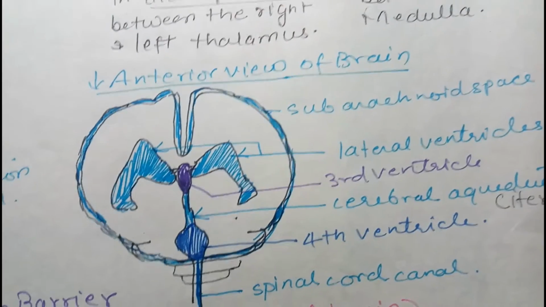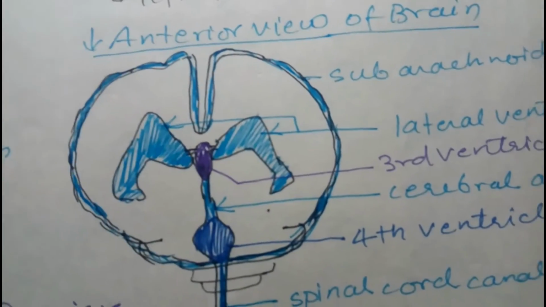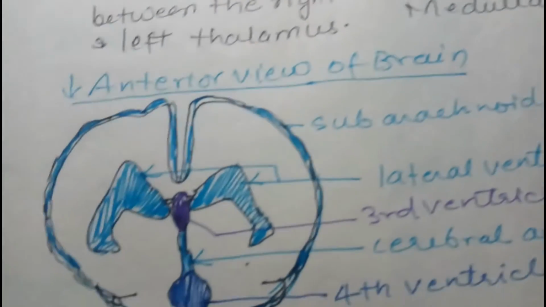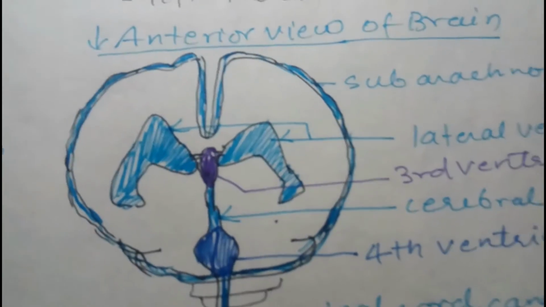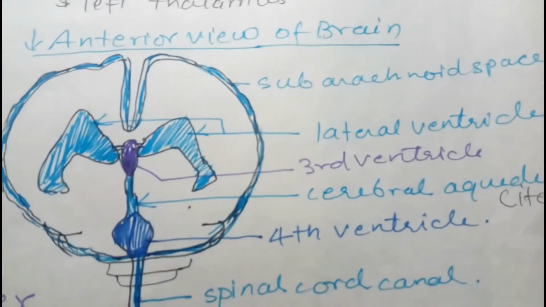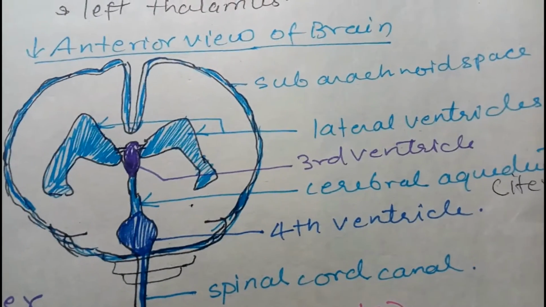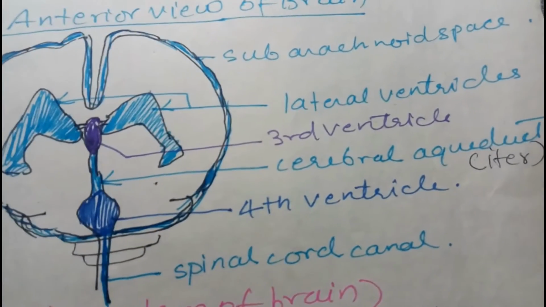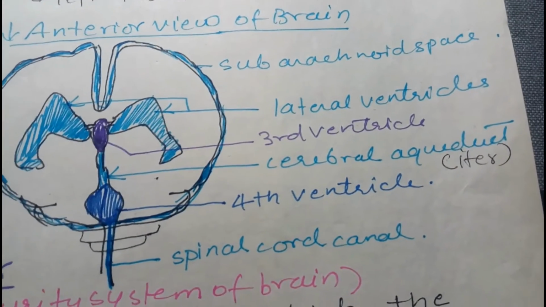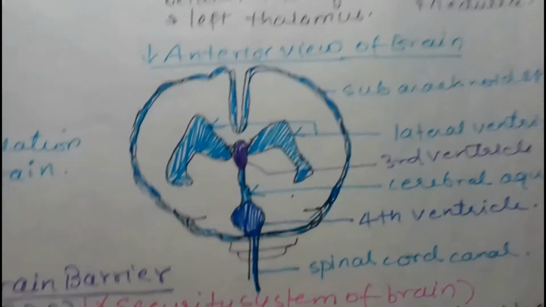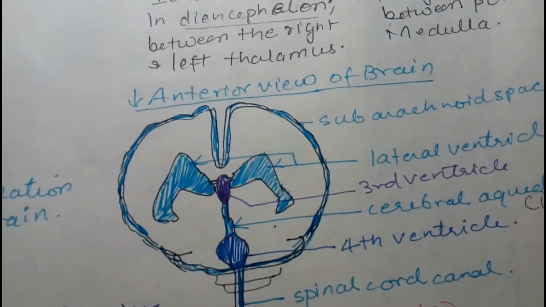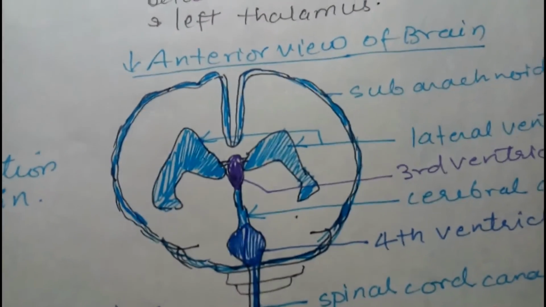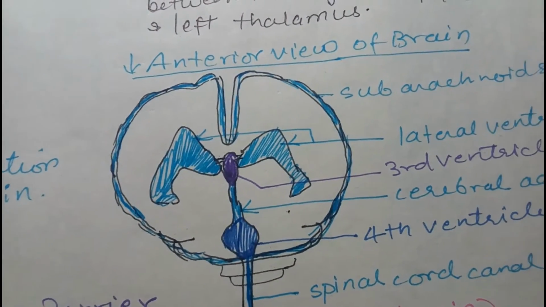You can see the meninges has a subarachnoid space over here, where the cerebrospinal fluid is present. Then these are the lateral ventricles where cerebrospinal fluid is present. Then the third ventricle is there. There is a connection between the lateral and third, then a connection between the third and fourth, and this fluid continues. See how the CSF is circulated in the central nervous system, which comprises the brain and spinal cord.